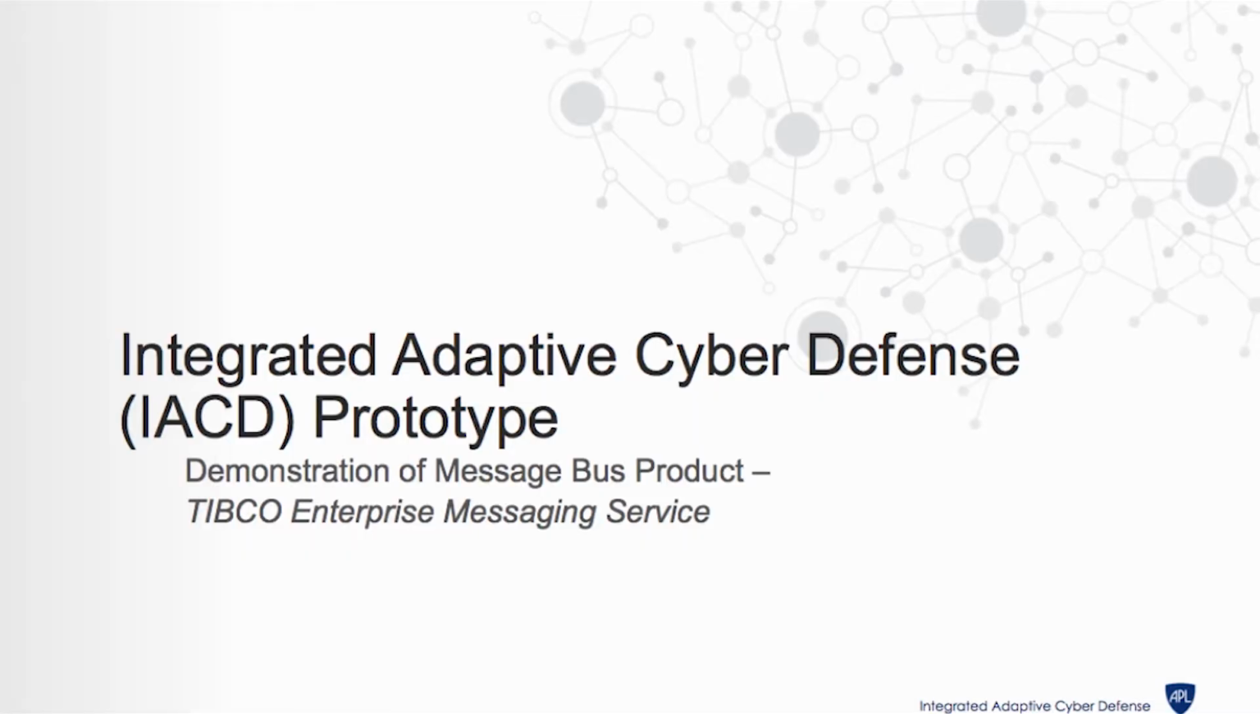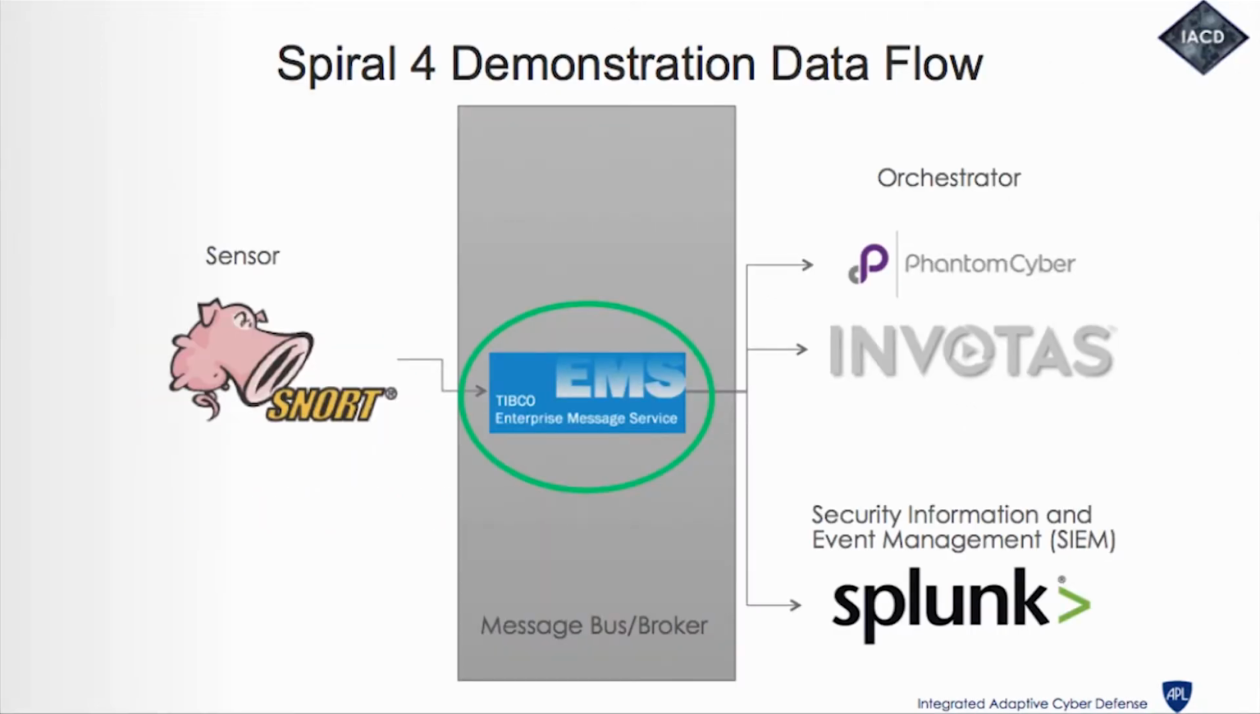In this demonstration, we will show the capability of the TIBCO Enterprise Messaging Service as it relates to supporting the notion of an IACD message fabric. In our message bus implementation, we utilize a transport type that consists of a broker to handle messages sent between endpoints within the specific enterprise.